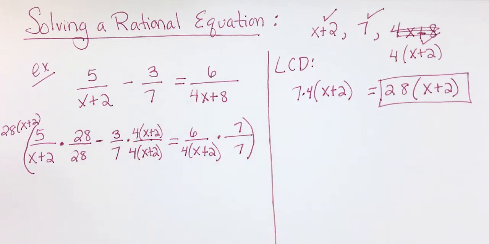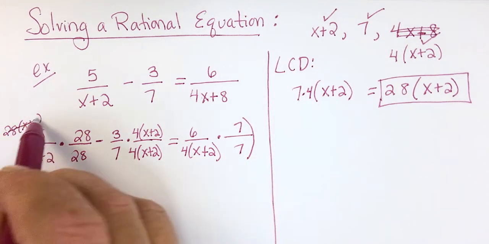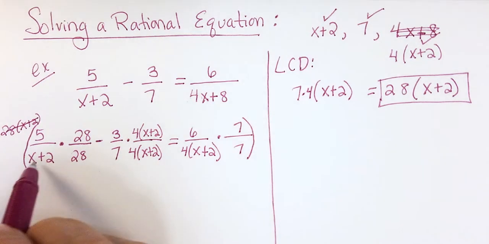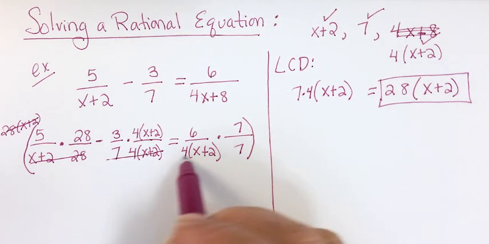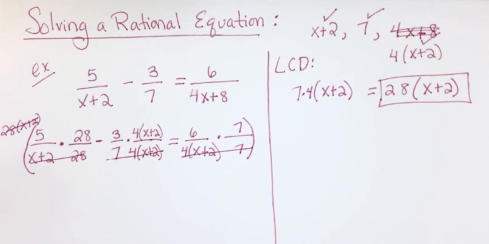So essentially what happens is that this LCD that you multiplied is going to now cancel with all of these denominators. And we like that because then it's getting rid of our fractions, and now we maybe have something that's a little easier to work with. So let's see what we get here.